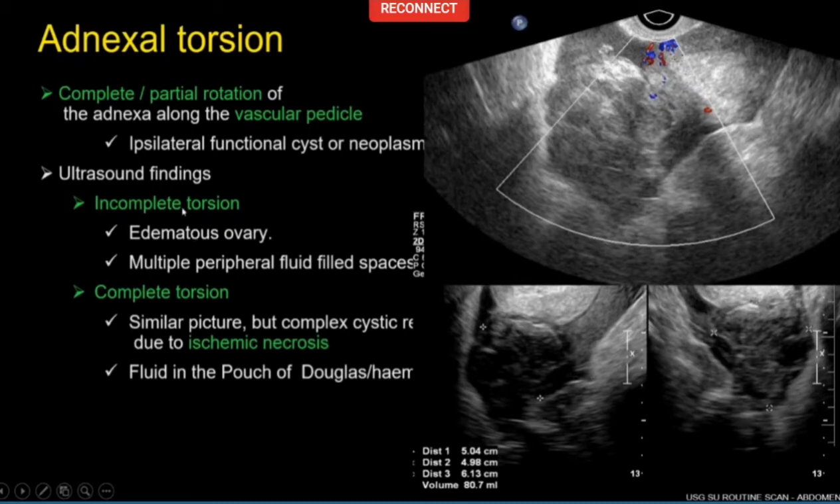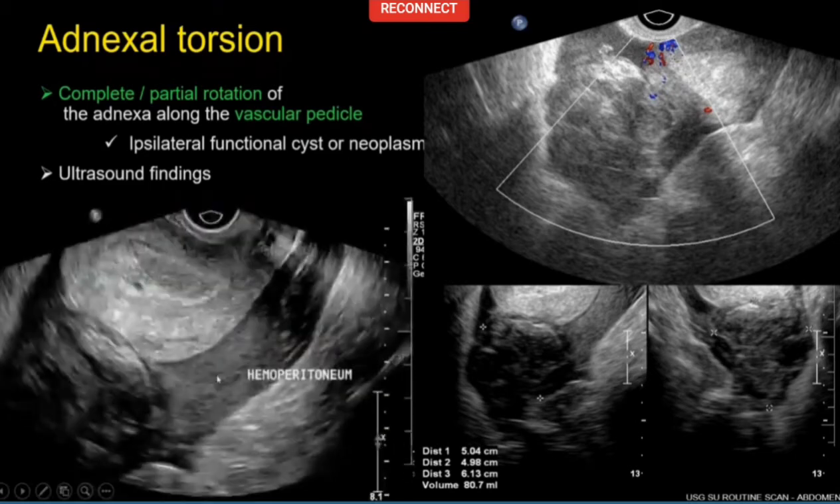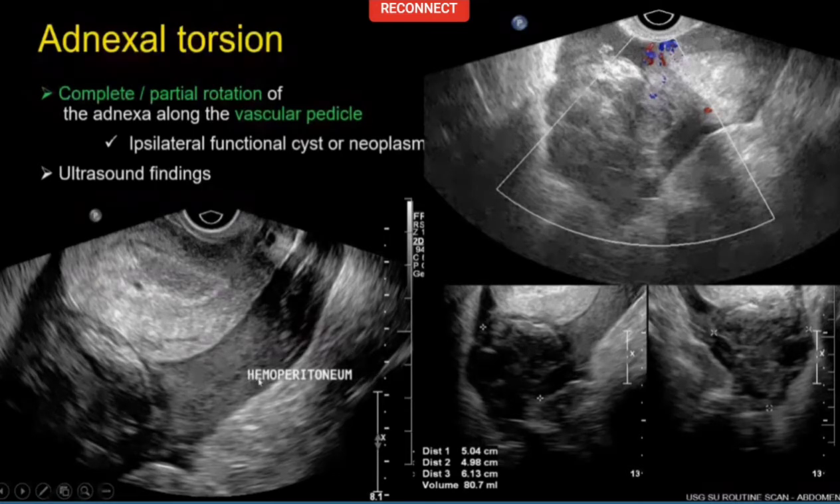Here we need to understand that it might be an incomplete torsion or a complete torsion. In an incomplete torsion, on a Doppler image, you may get some vascularity. However, in a complete torsion, there will be total loss of vascularity on Doppler. As well, you may get a hemoperitoneum. Here you can see in the pouch of Douglas, there are echoes, with the edematous right ovary, and this is the uterus with the endometrial cavity noted. So this was a right ovarian torsion with a hemoperitoneum.